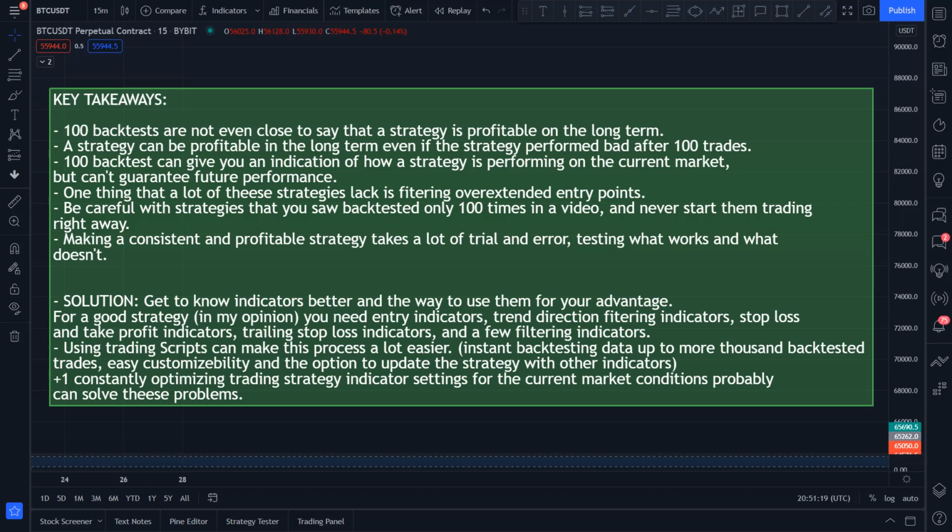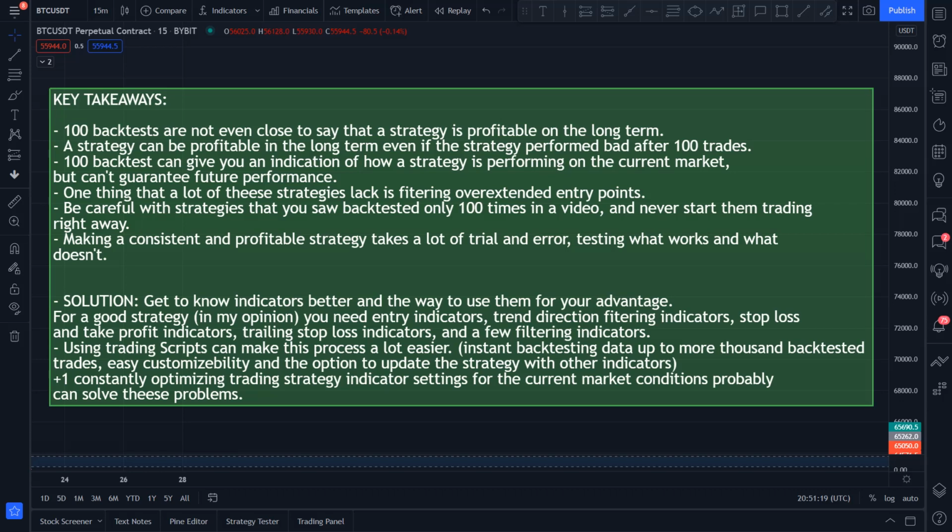The third one is that I always notice that these strategies lack in filtering overextended entry points and choppy sideways action. That is why I added, for the second strategy, the candle height in percentage indicator, because that is an indicator that can show you if the price is already overextended on the entry candle.